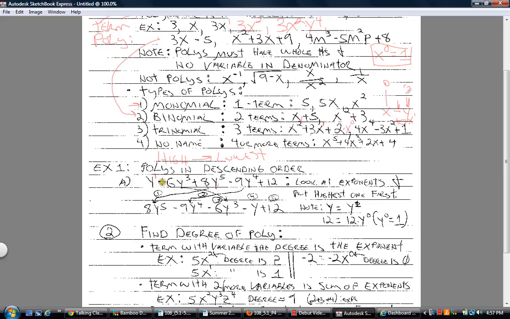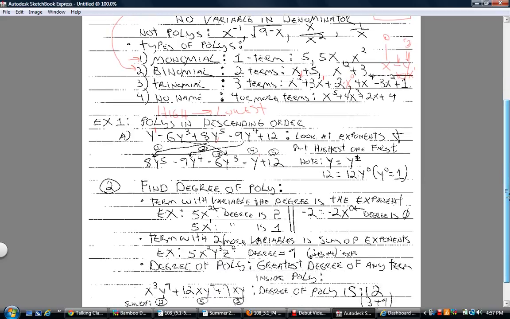Y to the third, so minus 6y to the third goes next. Y to the first, and finally the constant comes down. Okay, so there's another note that anything raised to the first power equals itself, anything raised to the 0 power equals 1. Okay, so we're doing pretty good here.